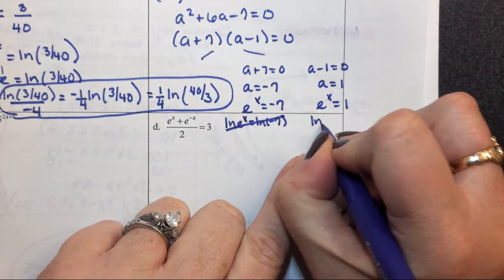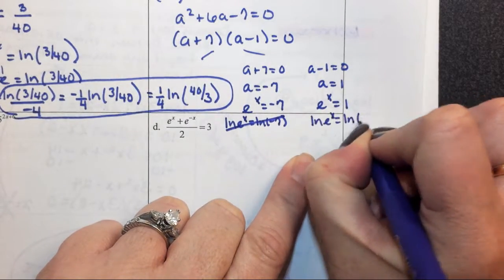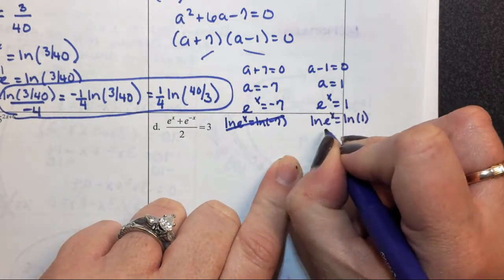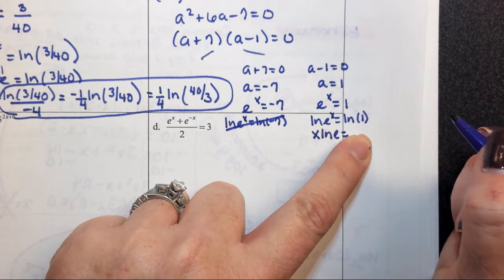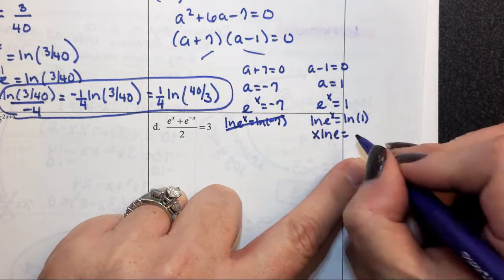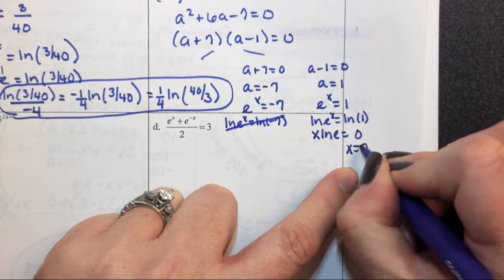So I'll take the natural log of e to the x is equal to the natural log of 1. So again, x times natural log of e, what is the natural log of 1 equal to? 0. So x is equal to 0.